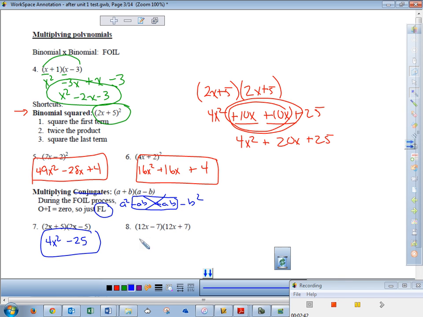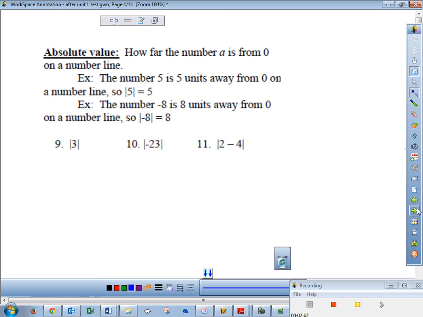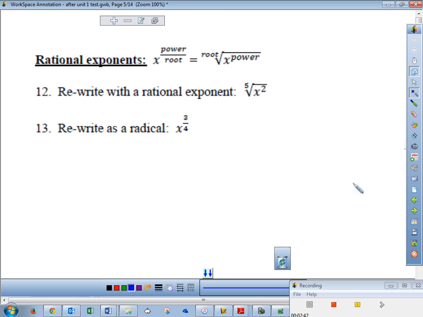So these are conjugates. First terms times each other, 144x squared. Last terms times each other, 49, and it's negative. Notice these are what you call difference of squares right here. They are a difference of two perfect squares. Maybe, did I skip too much?